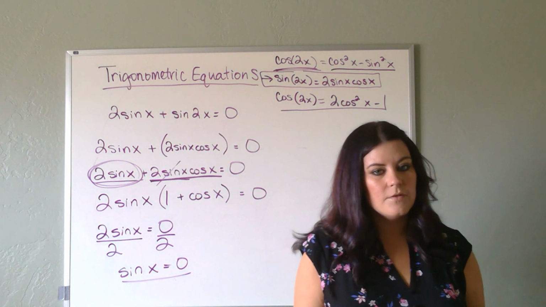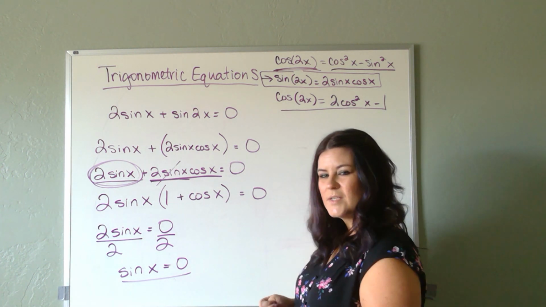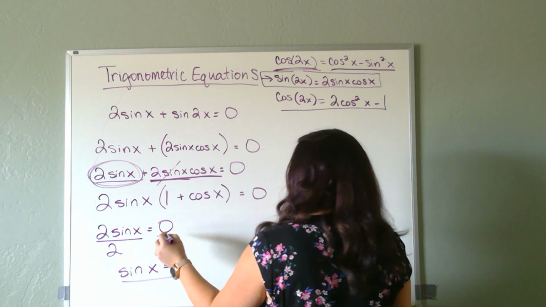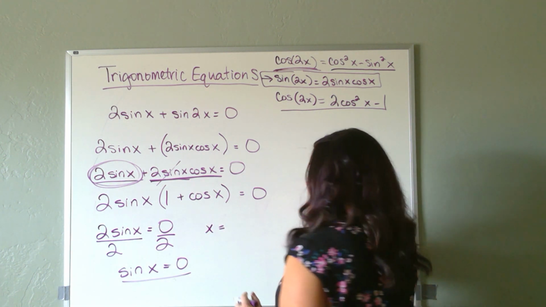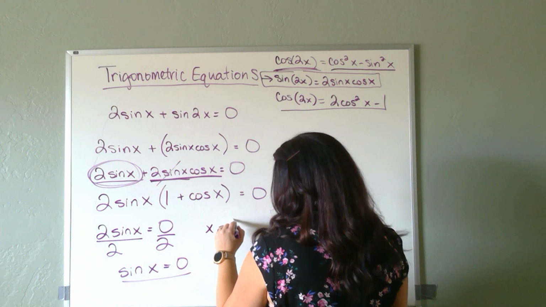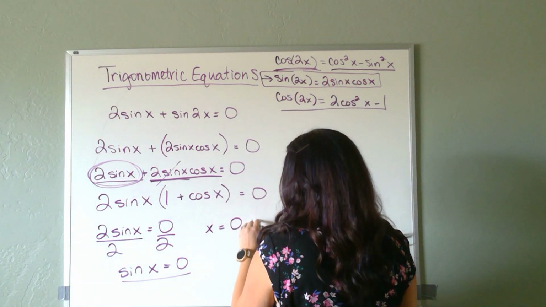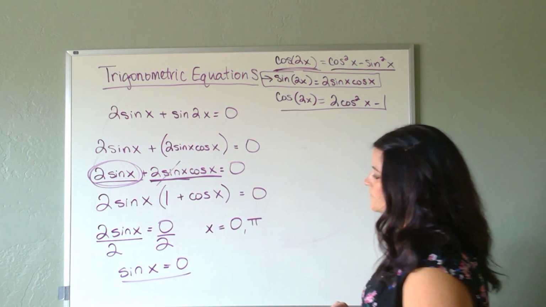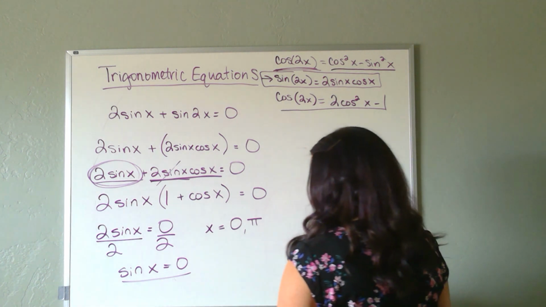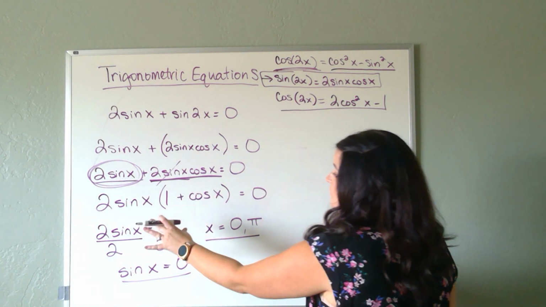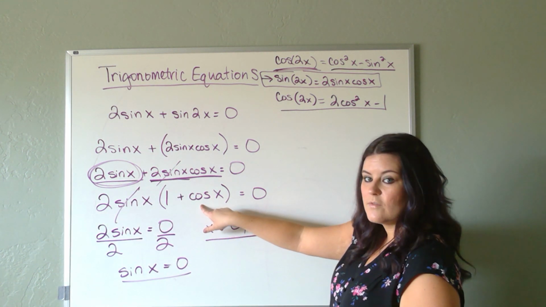Go to your unit circle, find the places where sine x equals 0. That actually occurs at 2 places. So for this particular factor, I'm going to get 2 solutions for sine. Sine is 0 at 0, and it's also 0 at pi. Okay, so that's 2 solutions coming from the first factor. So I took care of that factor. Don't forget about the other factor.